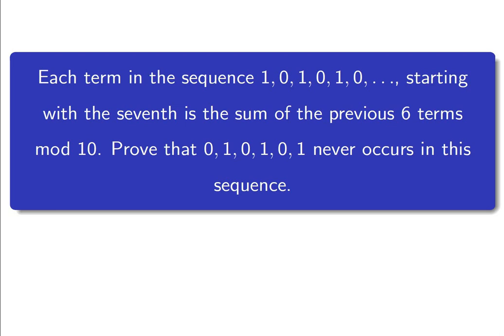Each term in the sequence 1, 0, 1, 0, 1, 0, starting with the 7th term, is the sum of the previous 6 terms mod 10. Prove that 0, 1, 0, 1, 0, 1 never occurs in this sequence.